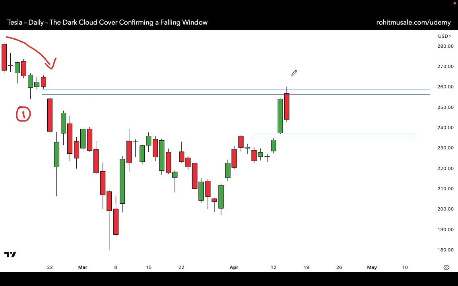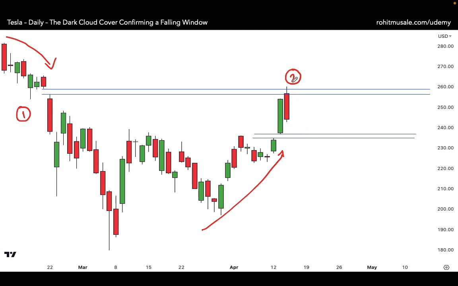Second, let's look at the dark cloud cover pattern. What are the conditions for a dark cloud cover pattern? This is a two candle pattern, these two candles. First condition is it must come after an uptrend. Second condition is the opening of the second candle should be above the high of the first candle. Next condition is both candles should be opposite in color. The first candle should be green, the second candle should be red.